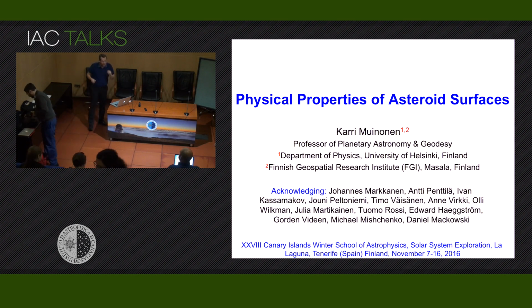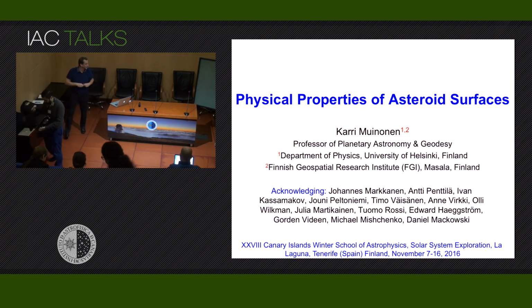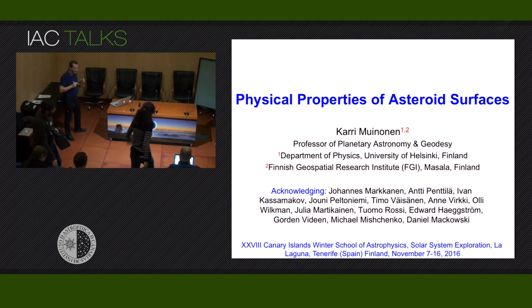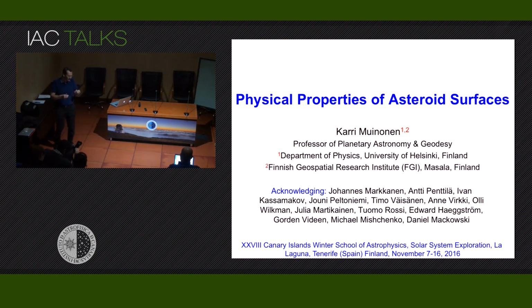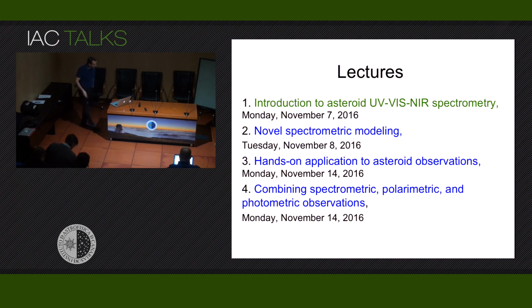Okay, let's continue on the physical properties of asteroid surfaces, and now I think we'll have a more theory, computationally oriented session where we drill into the actual modeling of the particulate medium with inhomogeneous small particles. Yesterday this was an introduction to asteroid UV-Vis near-infrared spectrometry, and today it's entitled Novel Spectrometric Modeling, but at the same time this also involves photometric and polarimetric modeling.